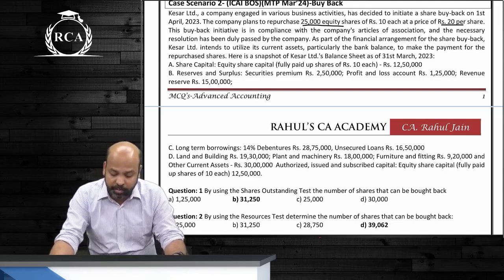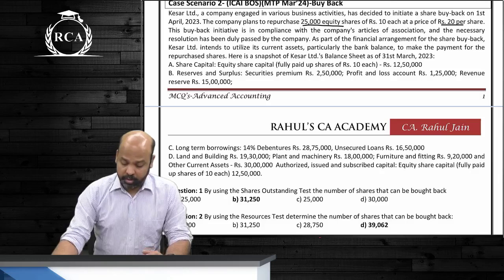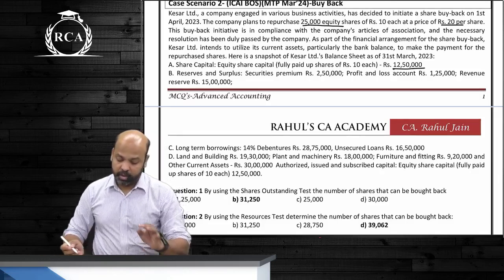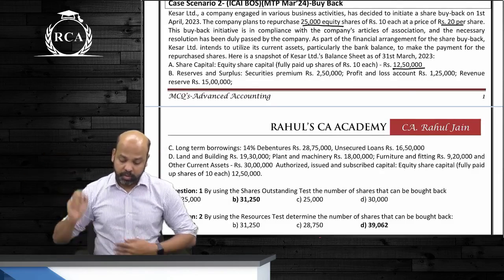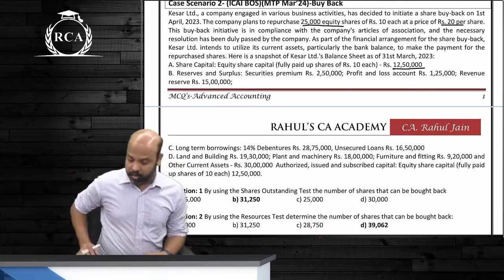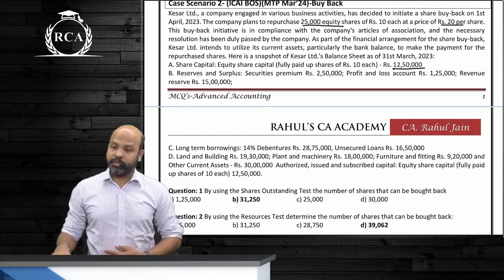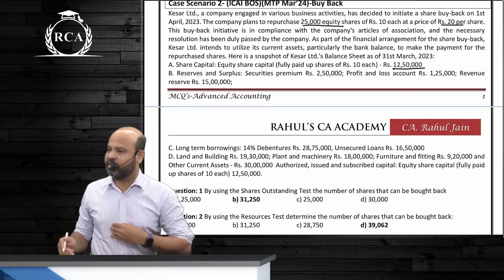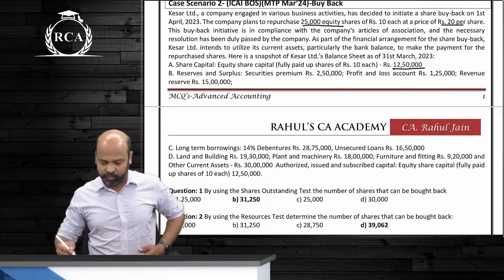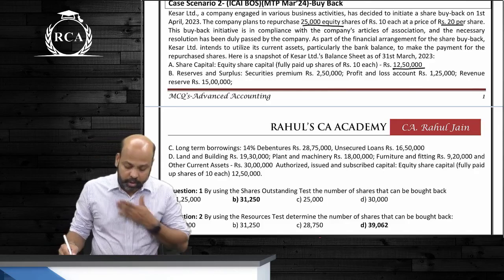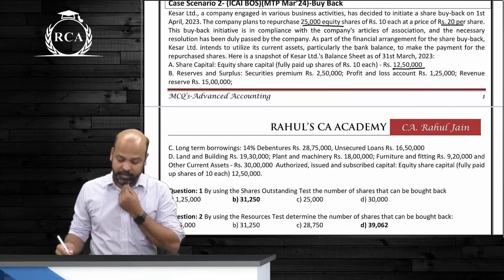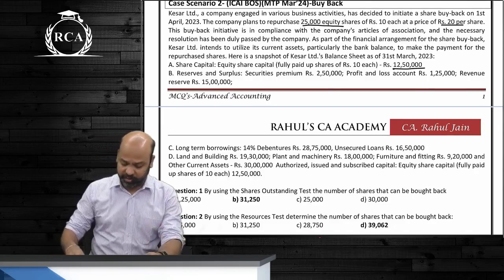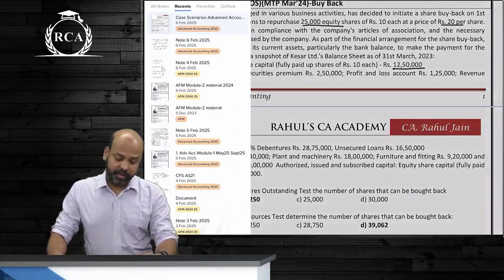Here is a snapshot of the balance sheet. The total amount of equity share capital, beta, is 12,50,000. Reserves and surplus include securities premium, P&L account balance, revenue reserves. Will all the reserves and surplus be included? There's no revaluation reserve. There are no statutory reserves, guys. You will include all of them in the definition of equity. Long-term borrowings, beta, are 14% debentures, unsecured loans. And then, beta, we have details of assets. Details of assets are irrelevant.